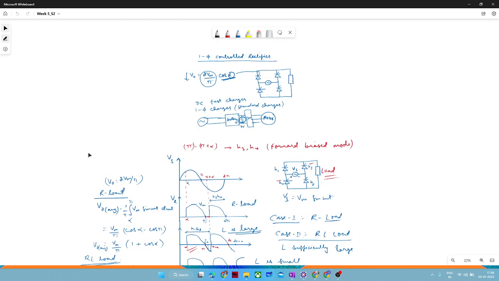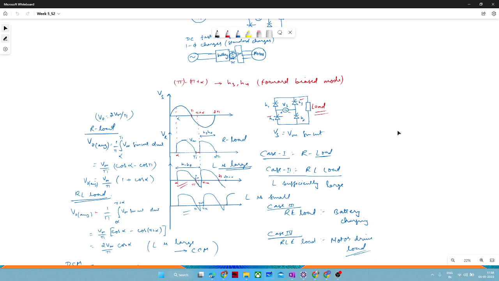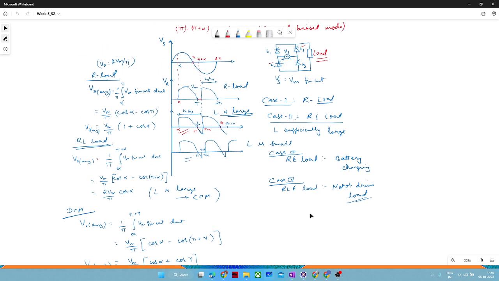Yeah, so in the last session we discussed a full bridge rectifier, single phase only, with controlled pulses provided to all the switches, and we discussed resistive load, RL load, and RE load. So RE load basically represents battery charging load. And we discussed a bit about motor drive load, which was RLE load. So we are going to carry on from that point, and also we derived the output voltage expression.